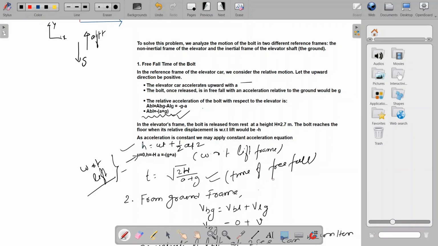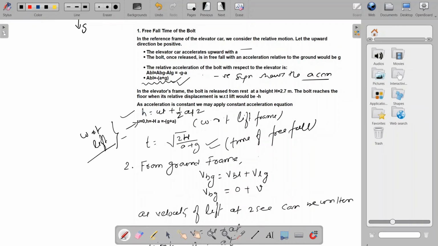Since this acceleration is constant, we can use the equation of motion. The bolt falls through the height of the elevator, which is 2.7 meters. Using the equation, S equals ut plus half at squared, and taking the initial velocity as 0, we can calculate the time taken by the bolt to reach the floor of the elevator. This gives us the free fall time of the bolt. Now, let's analyze the same motion from the ground frame.